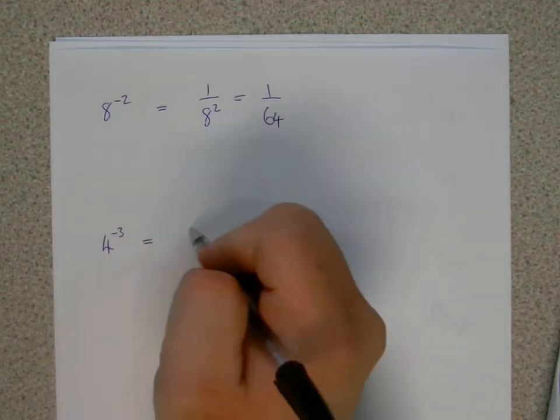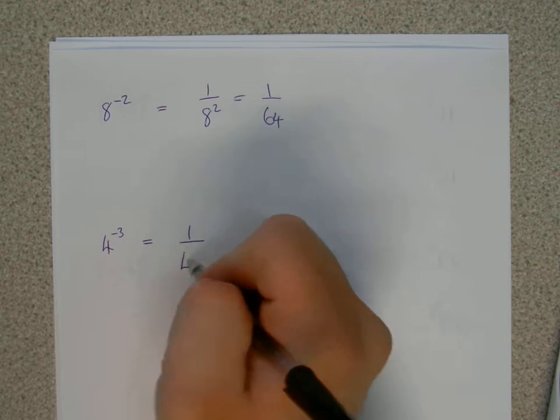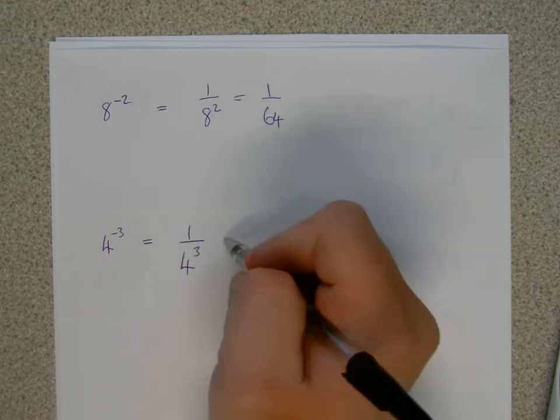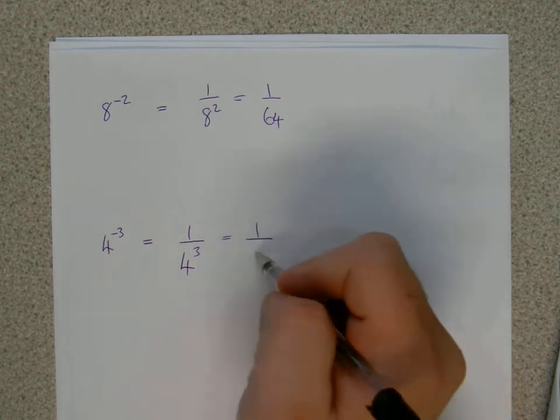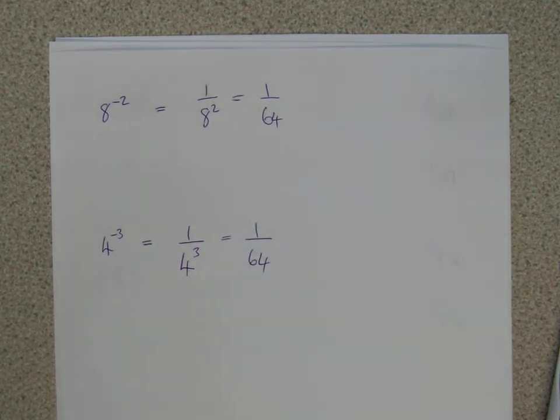In regards to this here then, I do the same thing. Okay, so the reciprocal would be 1 over 4 cubed, and 4 cubed, of course, would be 4 times 4 times 4. And actually, 4 times 4 times 4 is 64. So they're actually the same in this case.